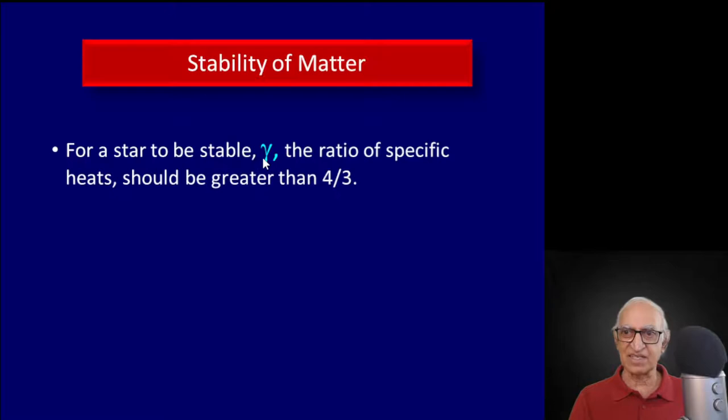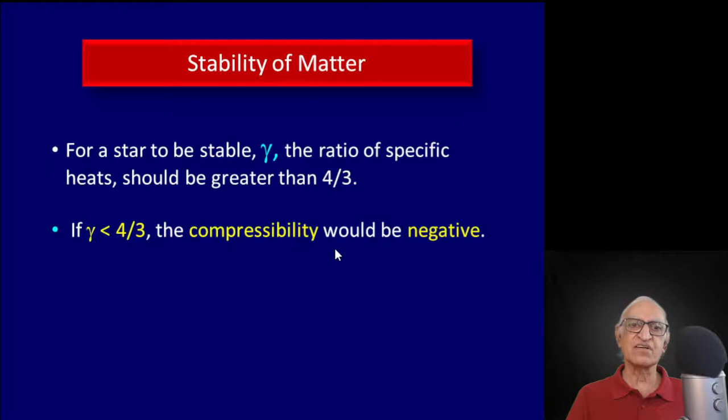And the condition is that gamma, the ratio of the specific heat at constant pressure to constant volume, should be greater than 4/3. For an ideal gas, the ratio of specific heat gamma is 5/3, which is larger than 4/3. But if the gamma of matter becomes 4/3 or less than 4/3, then matter will become unstable. If gamma is less than 4/3, the compressibility of matter will be negative. In other words, it will cost me negative energy to compress the matter. Another way of saying that is matter will spontaneously collapse.